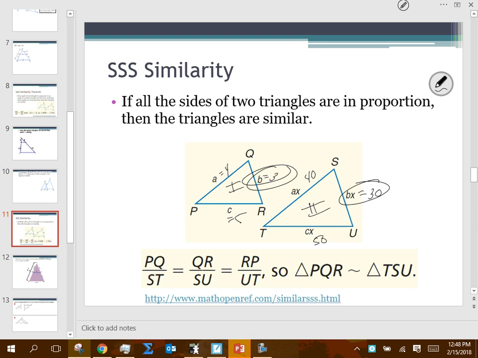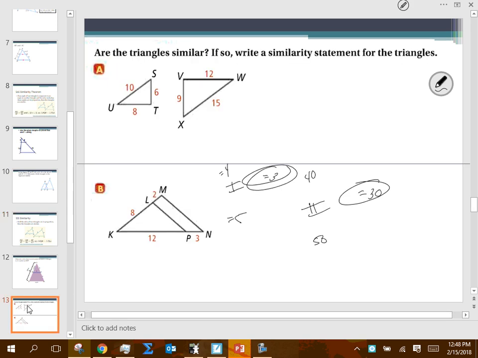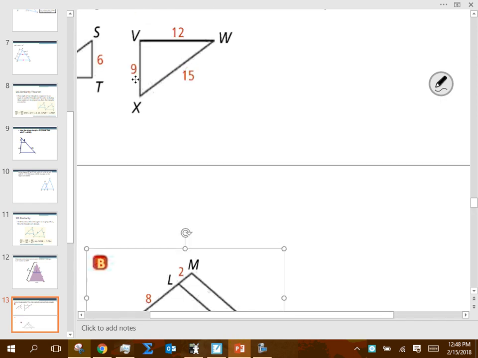If they give me two figures, and they want to check to see if these two figures are similar, we'll do this top one here.